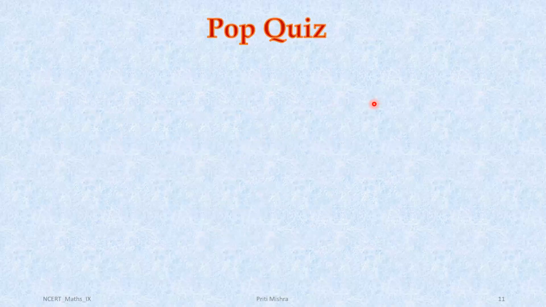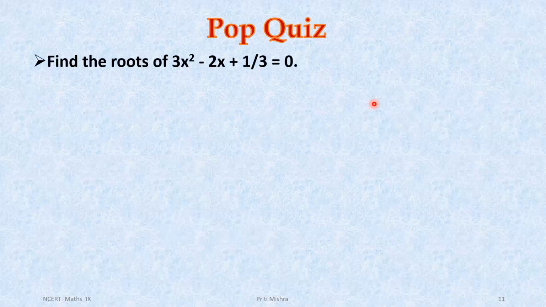Now get ready for the pop quiz. So our first question is, find the roots of 3x square minus 2x plus 1 by 3 is equal to 0. Yes, this is a quadratic equation, and I have explained three different methods to solve a quadratic equation. Here you have to find out the value of x, and you can use any method to find it. Solve it and get ready for the answer.